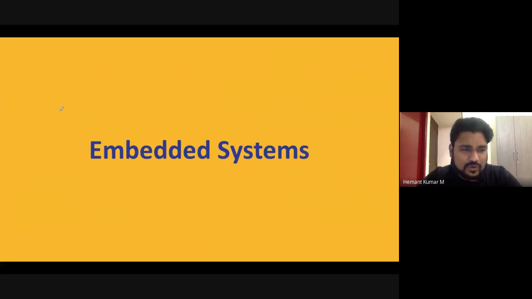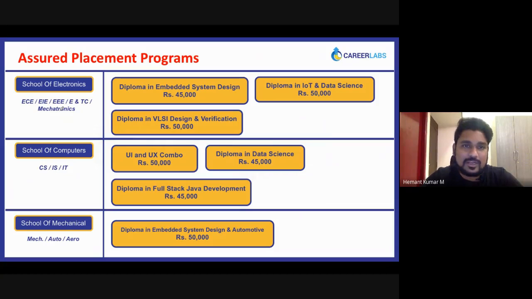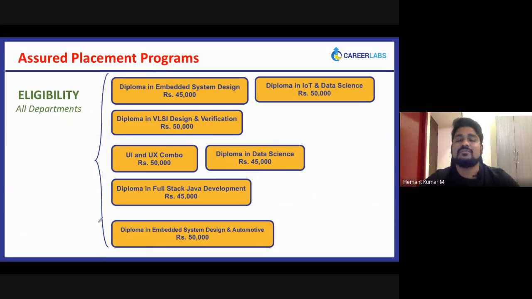So that brings us to almost the last two minutes of the session. What is this embedded system? What is this placement assured program all about? Look, there are different domains that you can pick. I know you are interested in embedded system design, or perhaps embedded system design and automotive. Eventually, they are one and the same, it's just that the application is more towards the automotive sector. The problem is you always think there is a certain department qualification for addressing particular aspects, but we are very, very clear, guys.